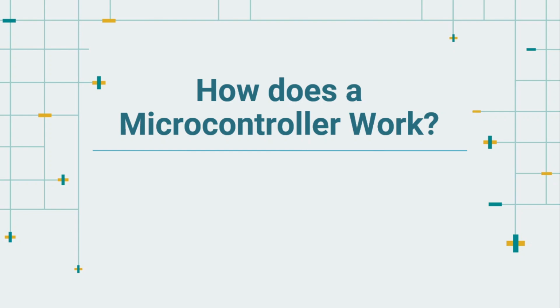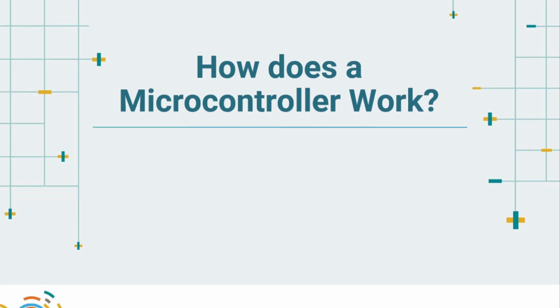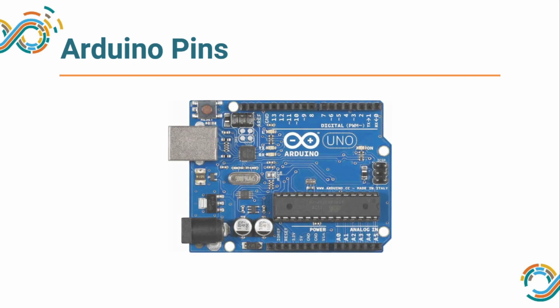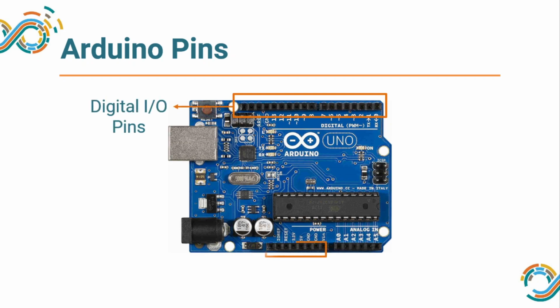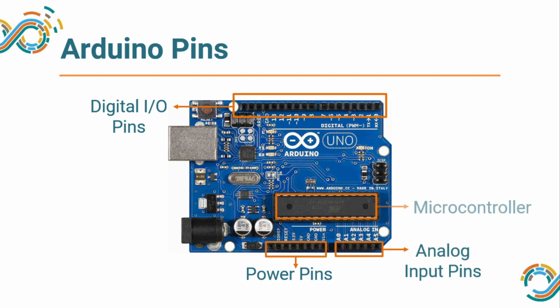Hello students, welcome back. So now we are going to discuss the functioning of the microcontroller. Before we do that, let us just revise what we had seen in the last video. We said that there are digital input output pins, power pins, analog pins, and at the center we have our Atmega 328 microcontroller. So we are going to discuss the functionality of this microcontroller in this video.